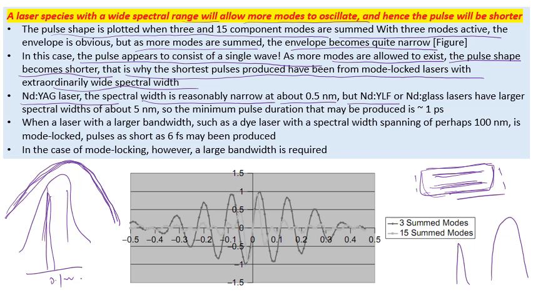But Nd:YLF and Nd:glass have a larger spectral bandwidth, about 5 nanometers. So the minimum pulse duration that may be produced is 1 picosecond. If we mode lock these YLF and glass lasers, then we may get approximately 1 picosecond. But in the case of Nd:YAG, the bandwidth is very narrow. It's not possible.